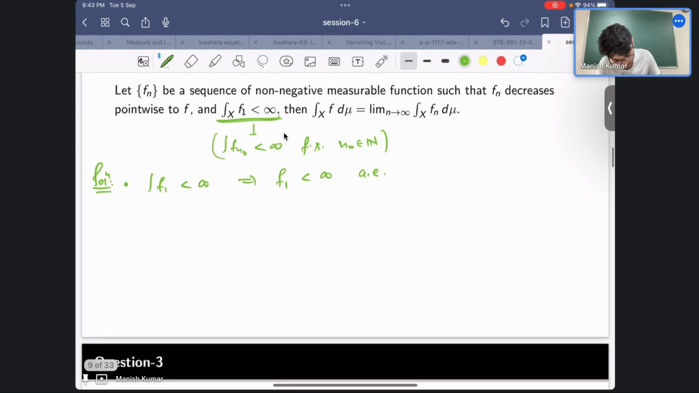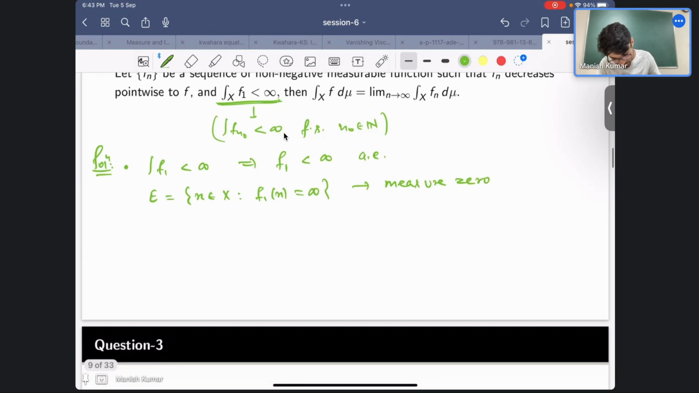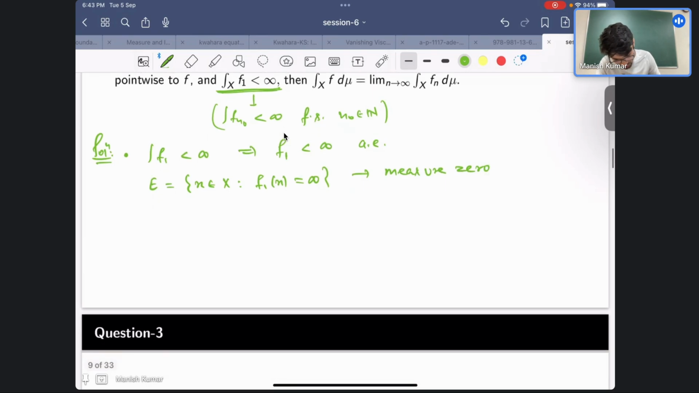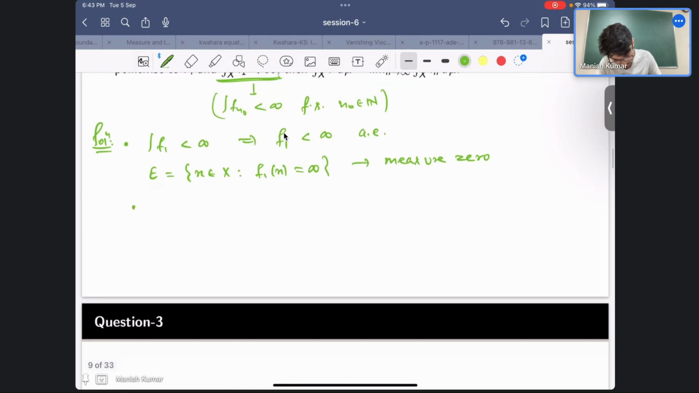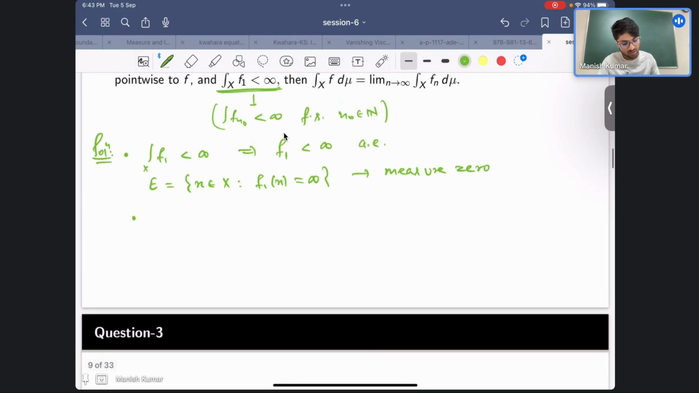So let us say E is the set of x belonging to X such that f1 of x is infinity. This is of measure 0, because of what I wrote above. Okay, so what you can do, so why am I writing this whole thing, f1 of x?